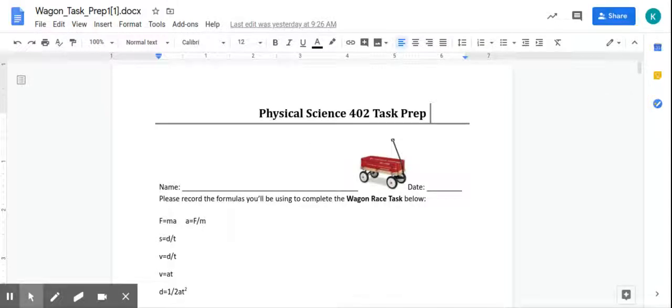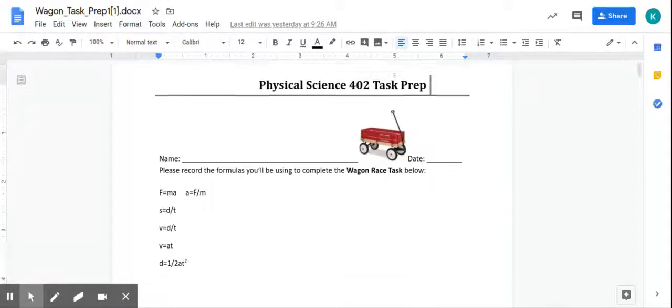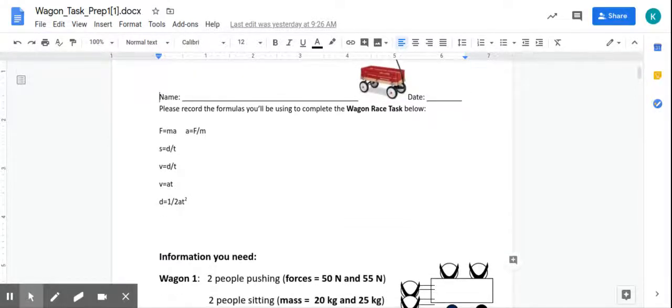Hey guys, I'm just trying to give you a little bit of help to get you started here on the wagon race task. This is going to take a couple to a few classes for you to go through. So I would deal with it as if you were dealing with a problem or two of these per class, and spread your time out over that.